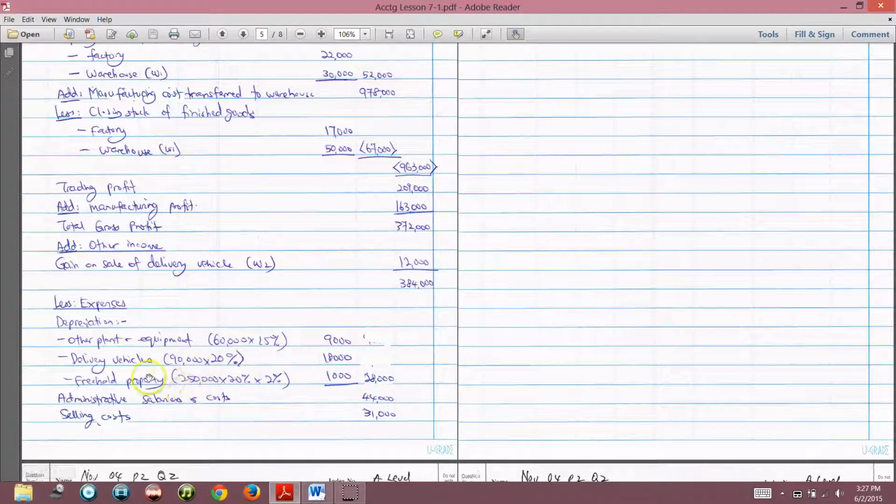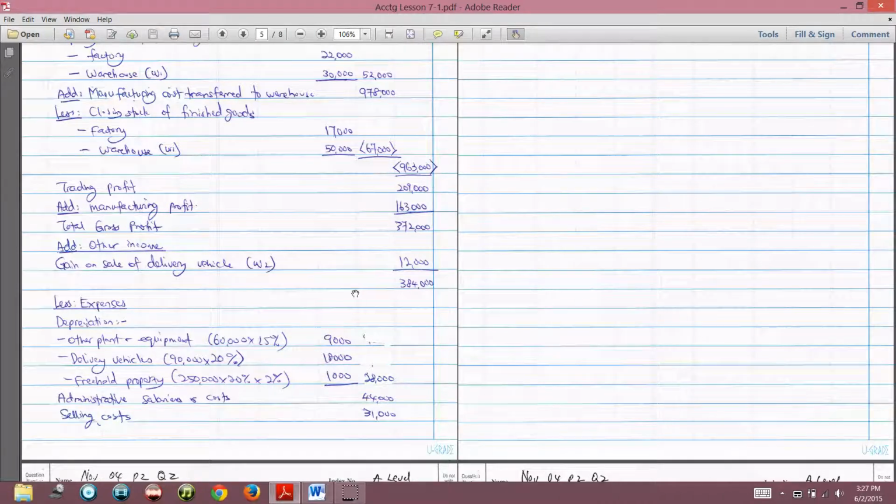Freehold property is 250,000. Of that, 80% is the factory building, and the remainder, which is 20%, is warehouse and offices. So it is 250,000 times 20% times 2%. Okay, so we have the figures. Then we have delivery vehicle.